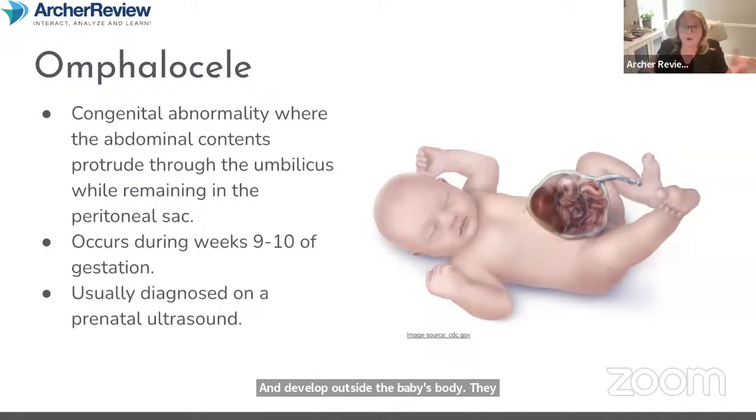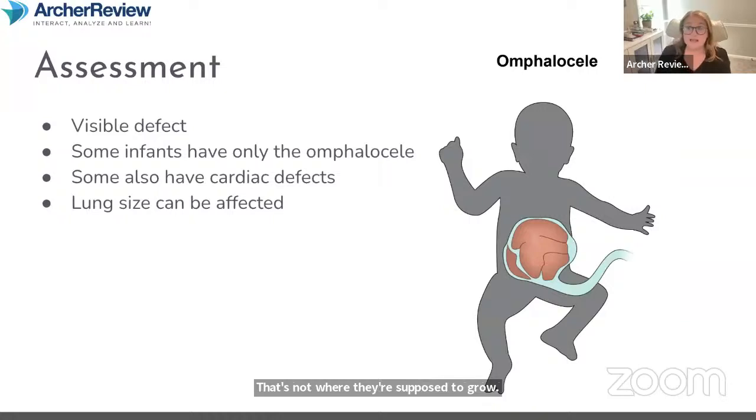They develop for a long time outside the baby's body, about 30 weeks, because this deformity occurs around weeks 9 to 10 of gestation. And then we go in for an ultrasound and we can see those organs are growing outside the baby. That's not where they're supposed to grow. And when they're born, that's really what we see. We see from small all the way to a giant defect. These can be different sizes for sure. And some infants only have the omphalocele. Some have other defects as well, like a cardiac defect, and their lung size can be affected.